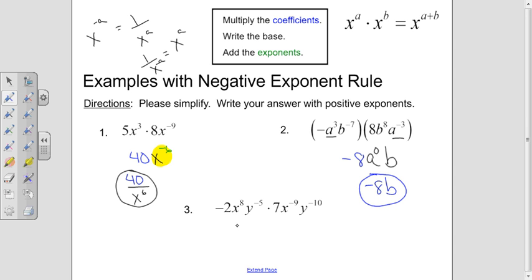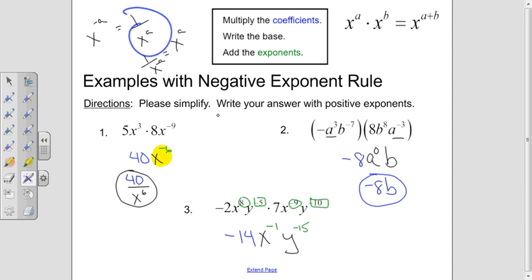So I'm going to multiply the coefficients and get negative 14. Then I'm going to write my first base, which is x, and then add my exponents of 8 and negative 9. That's going to give me negative 1. And then I'm going to write my next base, which is y, and then I'm going to add my exponents there, which is negative 5 and negative 10. So it's going to give me negative 15. And then I notice that I have two bases that have negative exponents, so I'll do this property here and flip both of them. Okay?